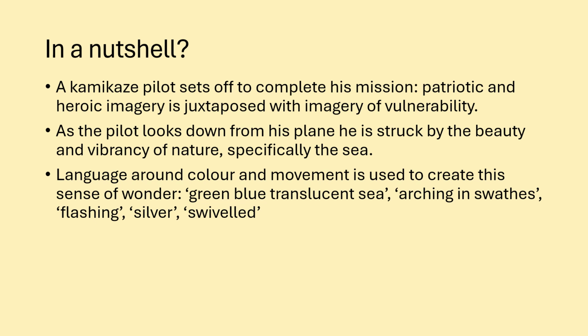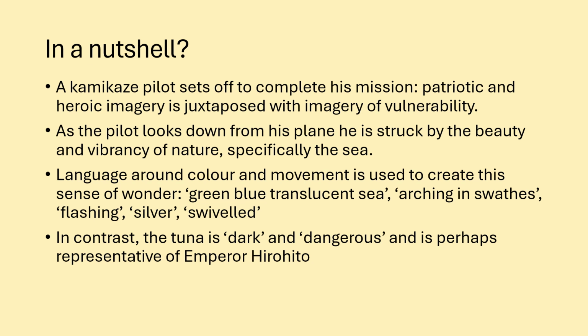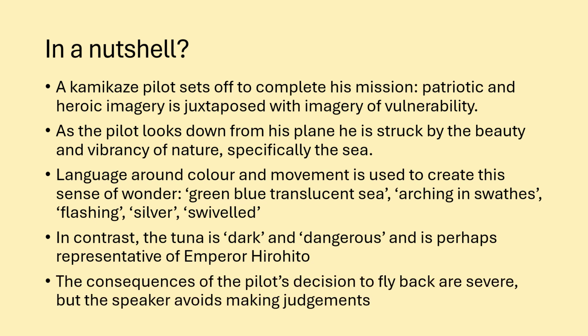So quotations like green, blue, translucent sea, arcing in swathes, flashing, silver, swiveled, all create this real sense of beauty and majesty of the natural world. In contrast, there's a lot of fish imagery in this poem, which we'll unpack in a little bit, but we get the tuna, who is dark and dangerous. Quite a few interpretations will give you the idea that perhaps the tuna is representative of Emperor Hirohito, who was the ruler at the time of World War II. We'll come back to this in a little bit.